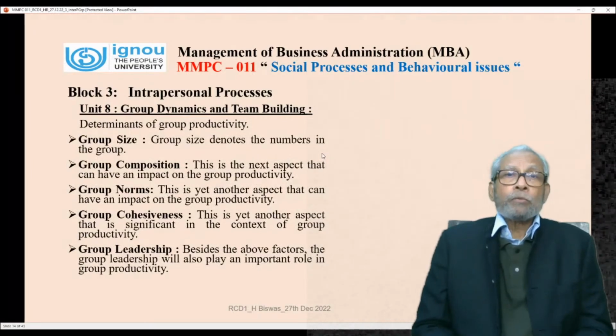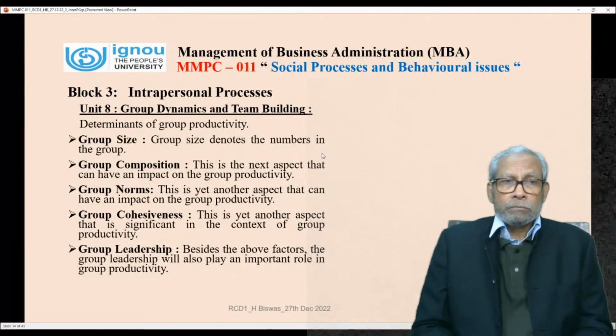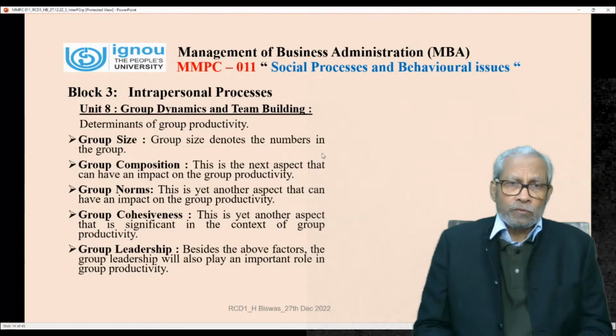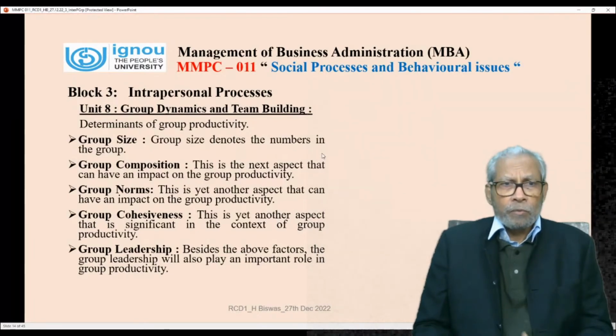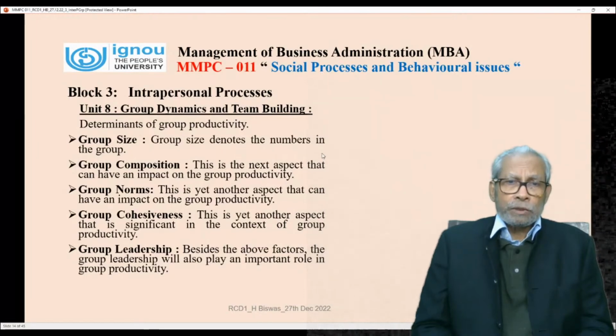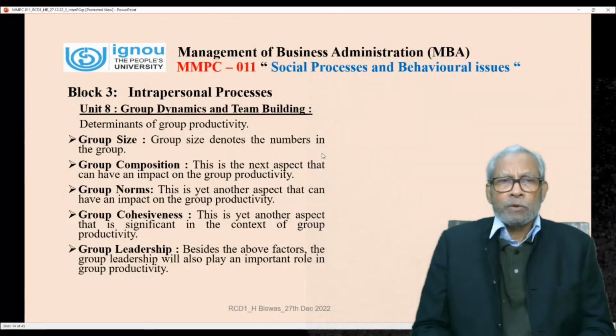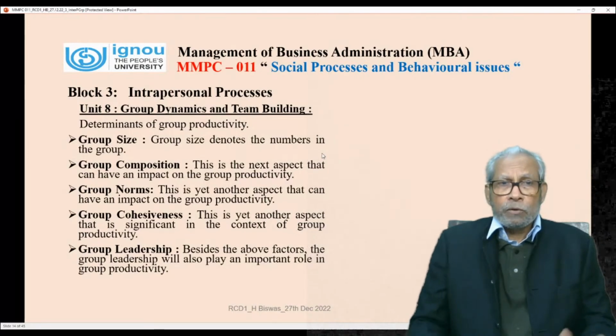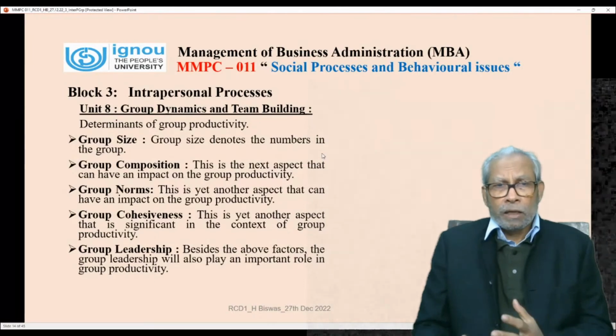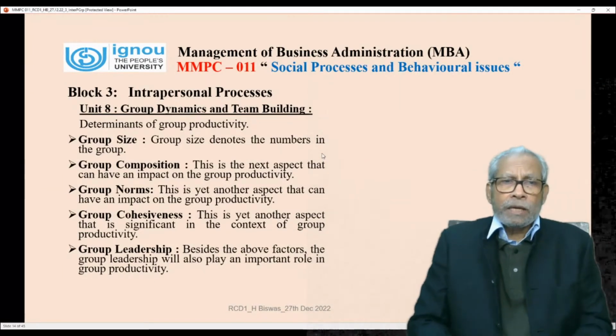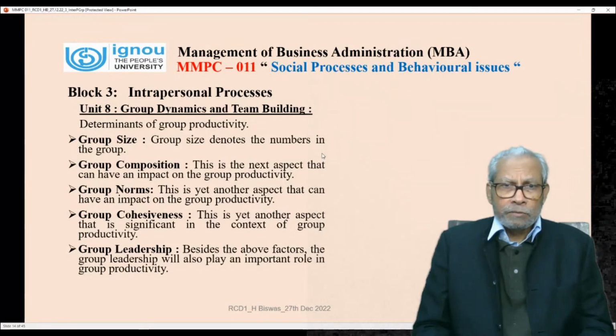Now, determinants of group productivity. The first determinant is group size. Group size denotes the number of members, how many will be there in the group. Group composition is also to be seen. This is the next aspect that can have an impact on group productivity. Composition should be a good one, for example, one manager, then one assistant, one subordinate. You have to make compositions with administration, technical, finance. So you make a group as per your requirement.